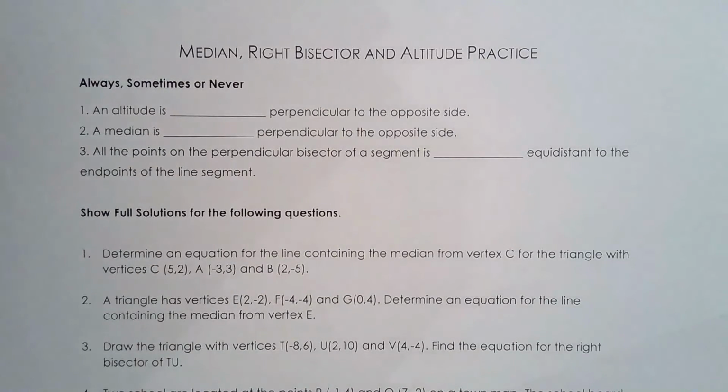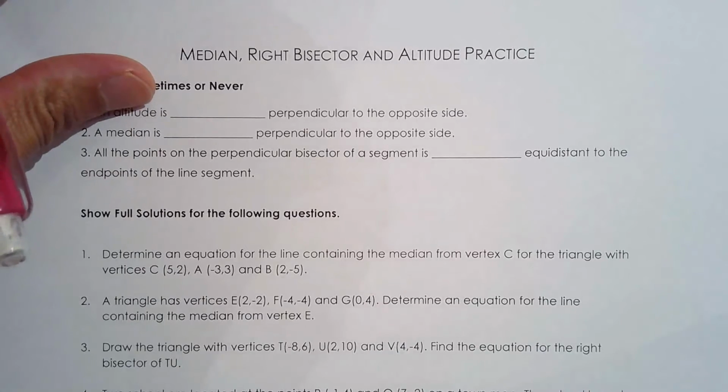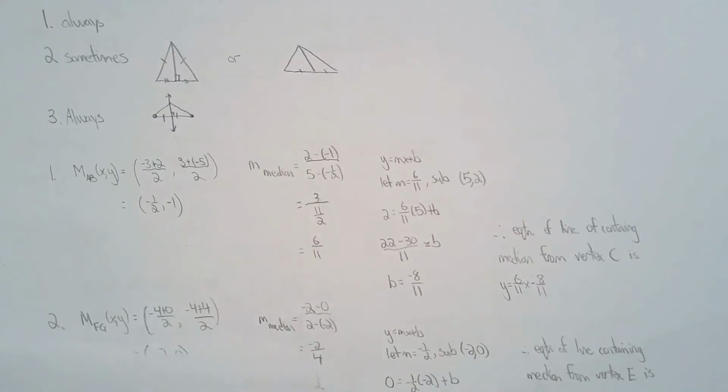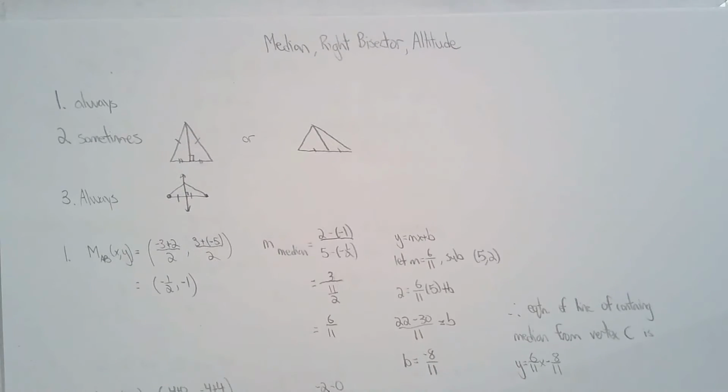So in this video, we will take up the homework on the median, right bisector, and altitude homework sheet. So the first question asks us, an altitude is perpendicular to the opposite side. And the answer is always, because that's the definition of the altitude.